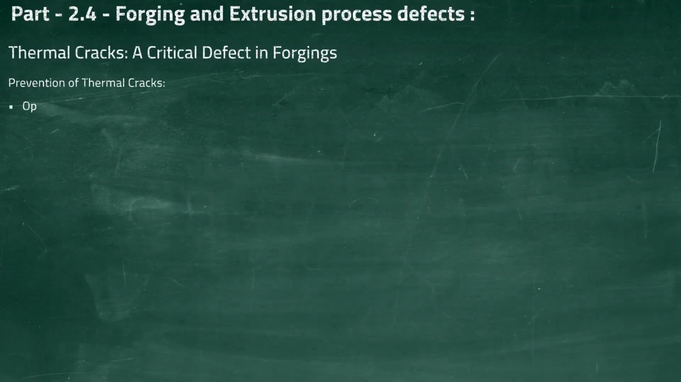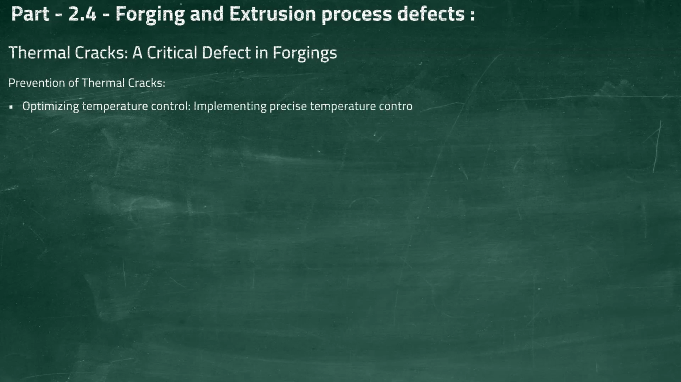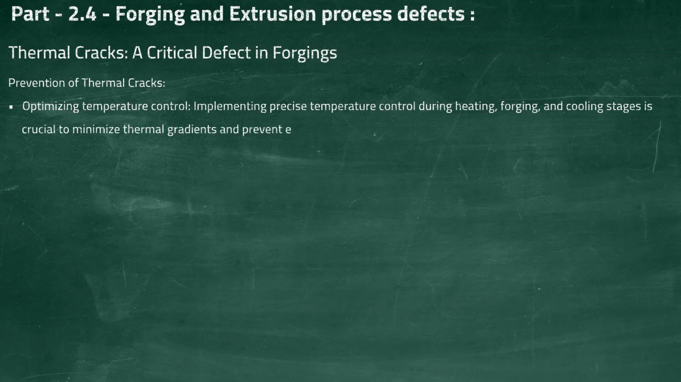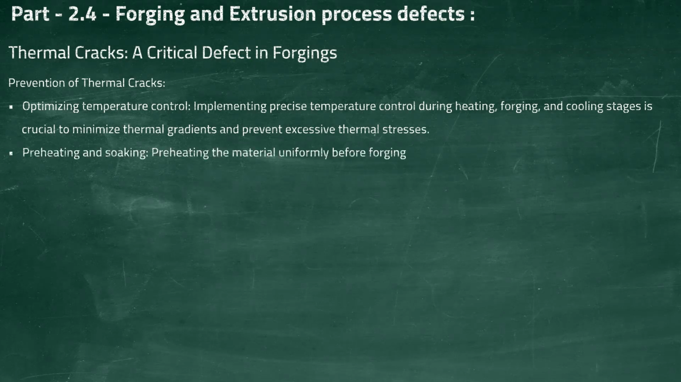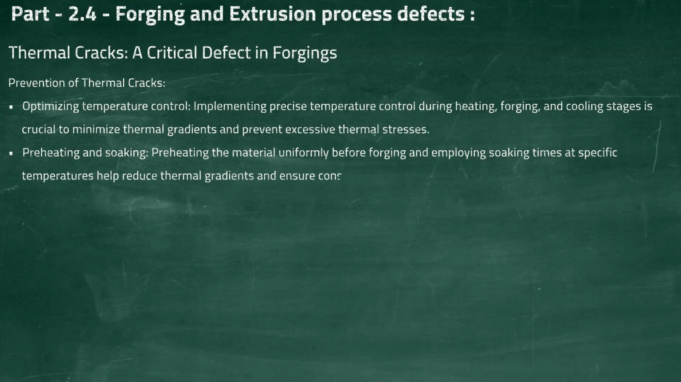Prevention of thermal cracks. Optimizing temperature control. Implementing precise temperature control during heating, forging, and cooling stages is crucial to minimize thermal gradients and prevent excessive thermal stresses. Preheating and soaking. Preheating the material uniformly before forging and employing soaking times at specific temperatures help reduce thermal gradients and ensure consistent temperature distribution.